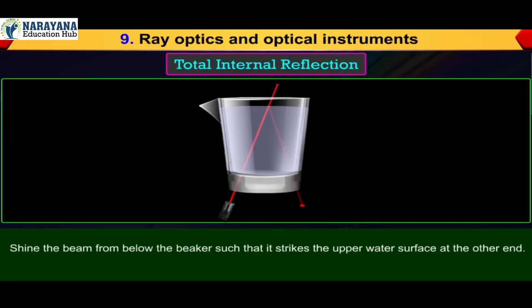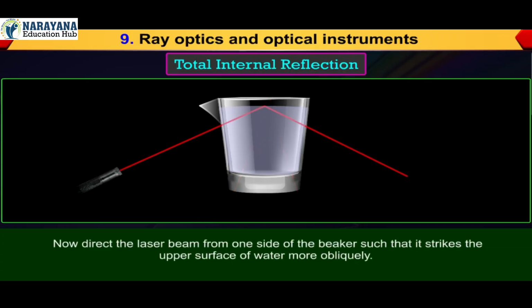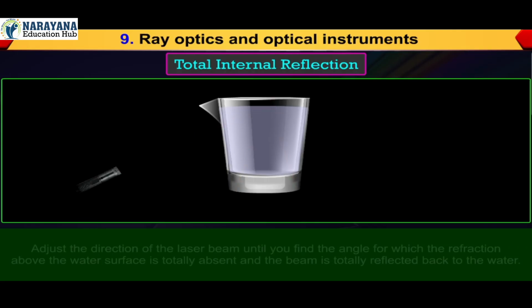Shine the beam from below the beaker such that it strikes the upper water surface at the other end. Do you find that it undergoes partial reflection and partial refraction? Now direct the laser beam from one side of the beaker such that it strikes the upper surface of water more obliquely.